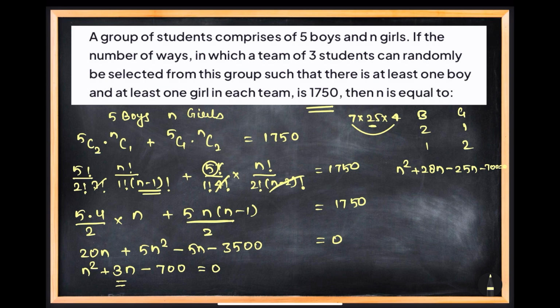Now let's factorize. So it is n plus 28 times n minus 25. So you will get the value of n as 25 and minus 28. You know that the number of girls cannot be negative. So the required number n was the required value, no? So the total number of girls is 25. I hope the idea is clear.